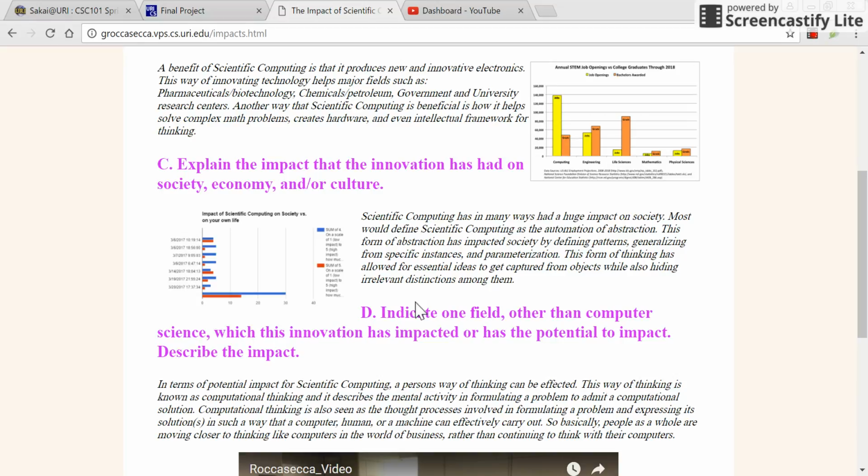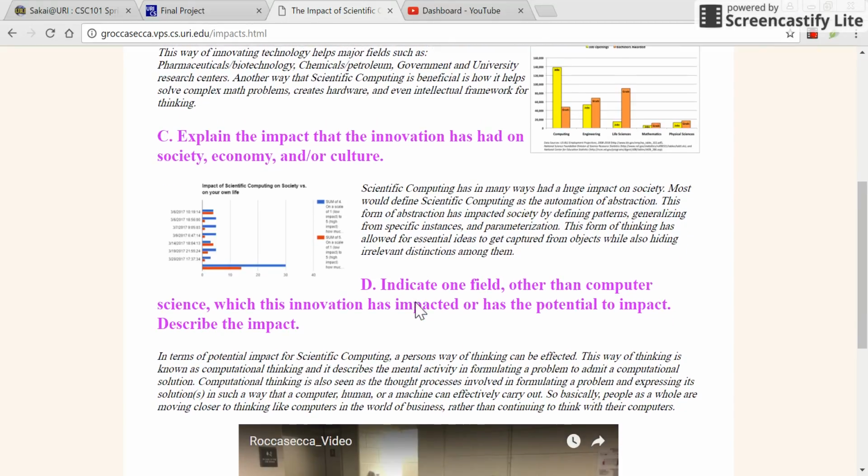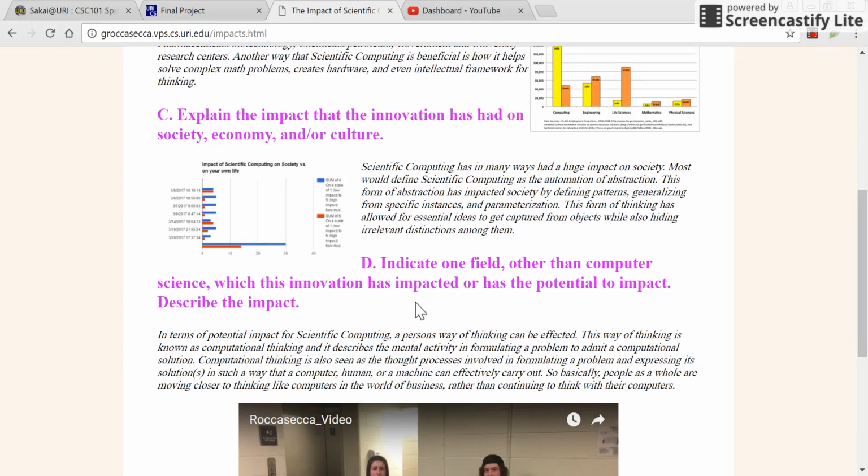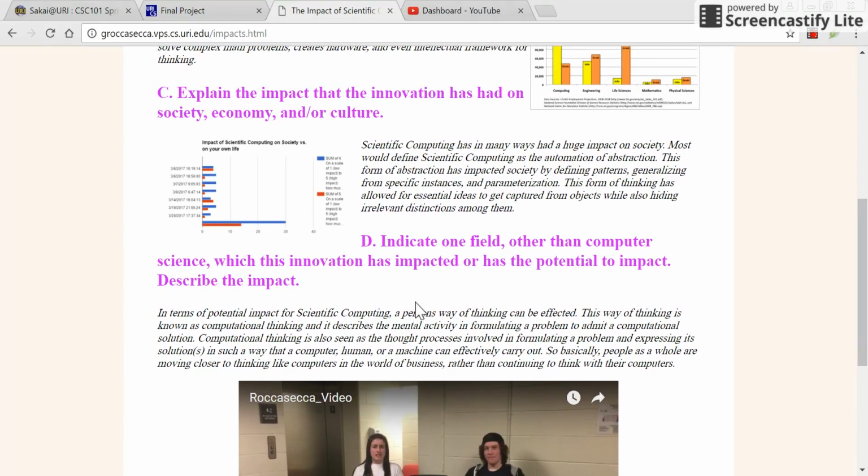So, scientific computing produces new and innovative technology. It helps with so much. It allows a person to capture specific information, and it even filters out irrelevant information we don't even need. Isn't that so helpful? It's also the automation of abstraction. This means that it defines patterns, generalizes specific instances, and does parameterization.